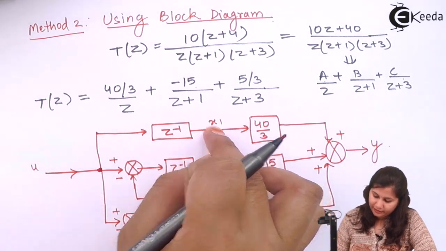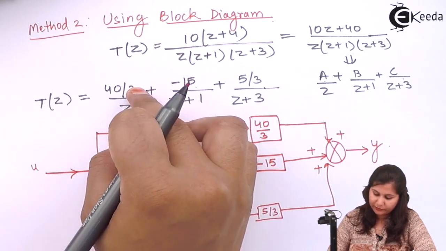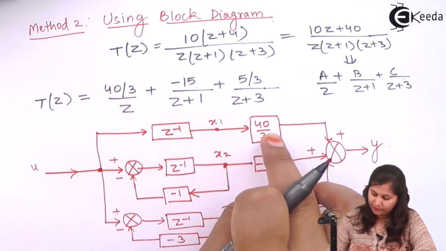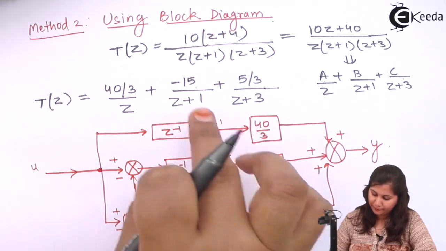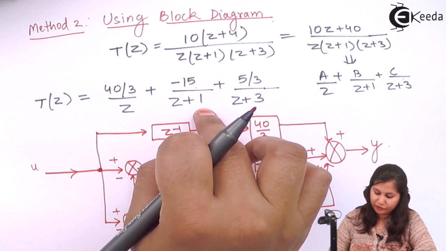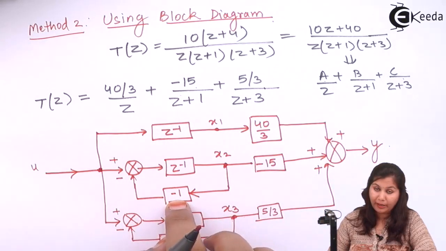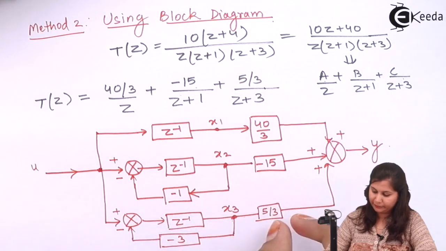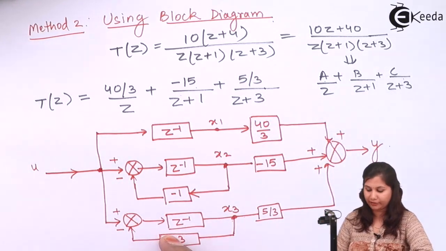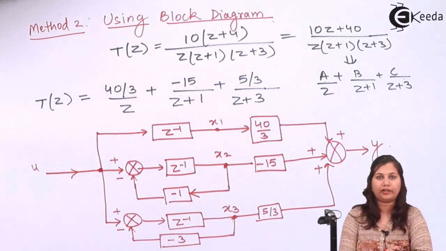You can see here x1 with unit delay 1 by z, because it will be z to the power minus 1, multiplied with 40 by 3. Here it will be minus 15 multiplied with 1 upon z plus 1, which has minus 1 here, and this is the unit delay. Now for the third part, we have minus 3, multiplied with 5 by 3 and the unit delay. So this is the block diagram for this transfer function.